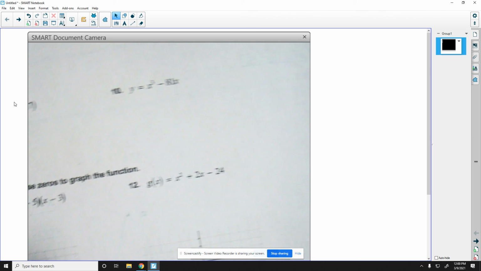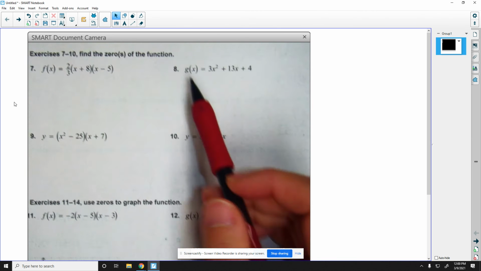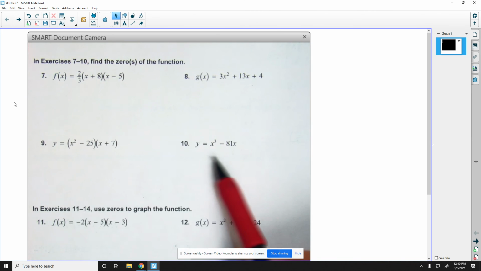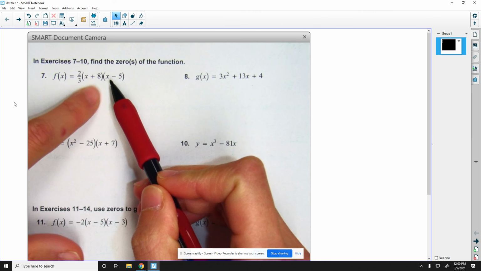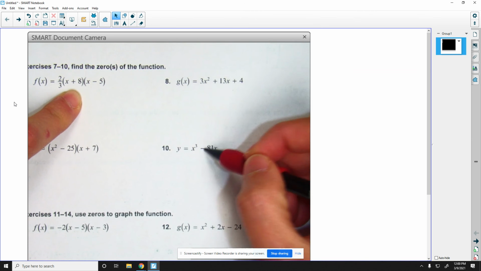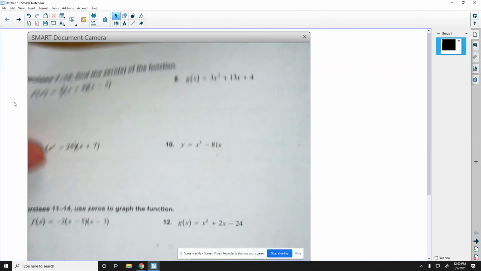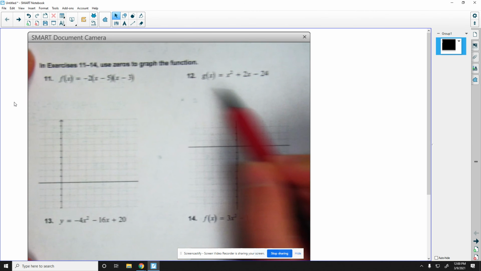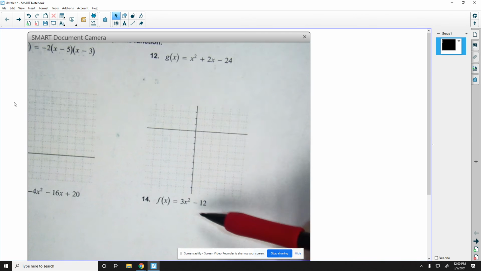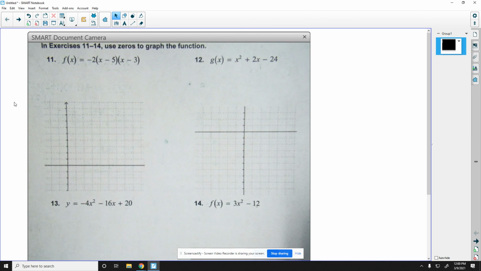Okay, backside. Find the zeros. When you're finding the zeros, this is exactly like your starter. Either it's factored for you or it's not factored for you. This one you have to factor, and this one you also have to factor first. And then 11, 12, 13, 14, using your zeros, basically factor it. So basically it's like these four. Factor it if it needs to be factored, and then you can graph your zeros and do all that stuff, and then find the vertex and the AOS.